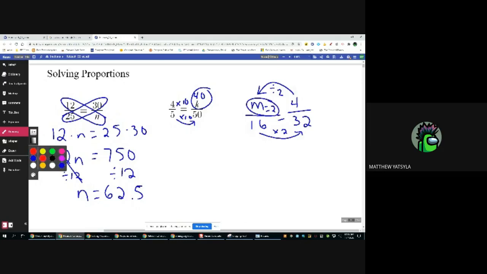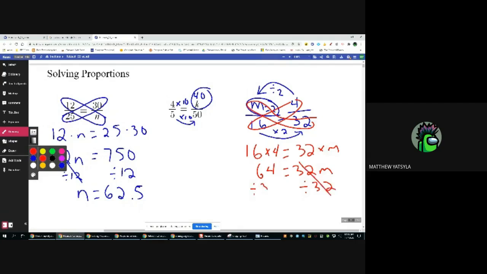Now we change colors here really quick. I'll do the cross multiplication way. If I cross multiply, 16 times 4 equals 32 times m. Gets us 64 equals 32m. Divide this side by 32 to get the m by itself. Divide this side by 32. So we make sure we keep an equality. We get 2 equals m. And since it's an equal sign, we don't care if the variable's on the left or the right side.